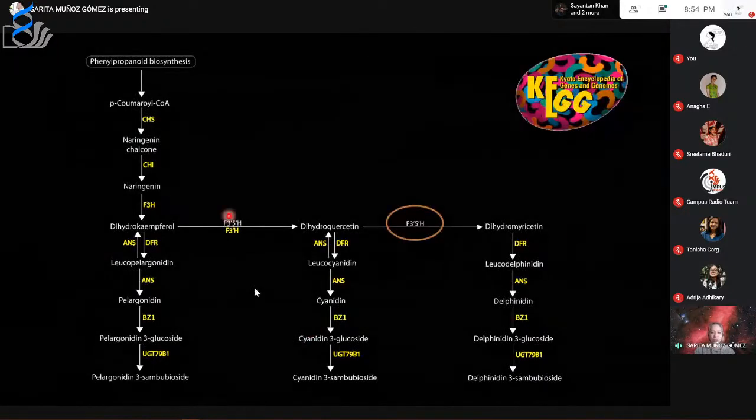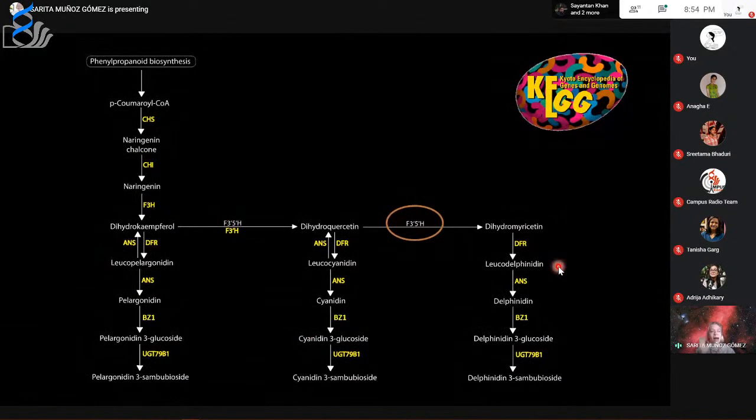Finally, we also wanted to evaluate the absence or presence of different enzymes that are part of the anthocyanin or flavonoid biosynthetic pathways. For that, we wanted to do it in an in silico way. So we took our 11 transcriptomes and we translated them into peptides so we could use the KEGG database to find the absence and presence of the enzymes.